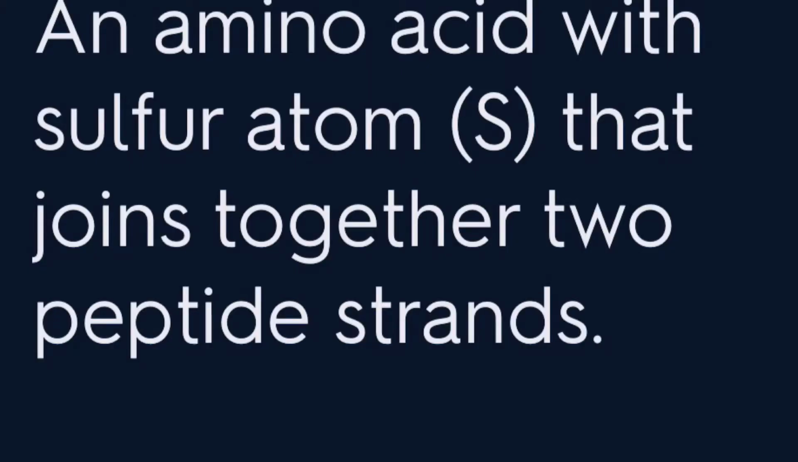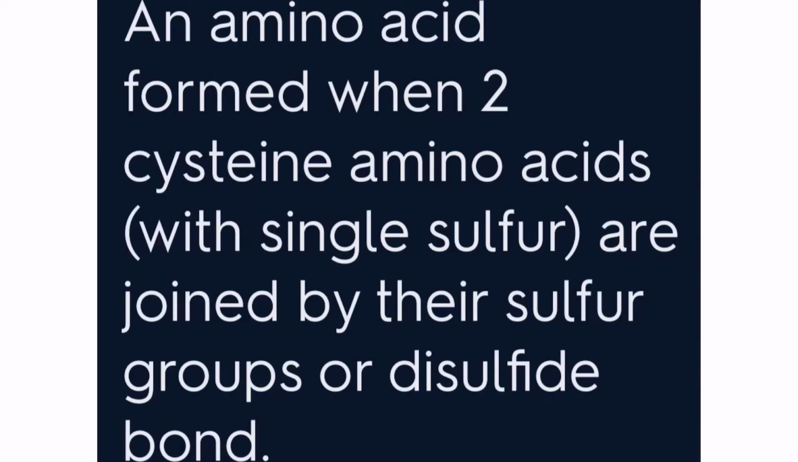Cysteine. An amino acid with a sulfur atom, or S, that joins together two peptide strands. Cystine. An amino acid formed when two cysteine amino acids with a single sulfur are joined by their sulfur groups, or disulfide bond. It's missing the E. That's how you differentiate these two terms. The other one has an E in it. So it's cysteine, and this is cystine.